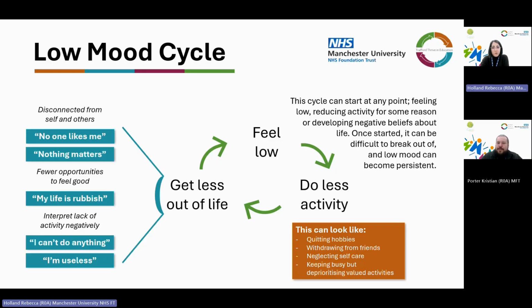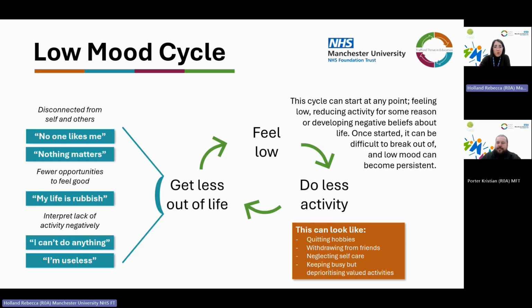Okay. So yes, this is the low mood cycle for people with persistent low mood. So as we can see, when we are low in mood, we feel low. We do less activity, so that's maybe not doing the hobbies that we enjoy. For Camille, that's not playing football anymore, neglecting self-care, keeping busy, but deprioritizing some valued activities, and getting less out of life. So this is the cycle that we can get stuck in.